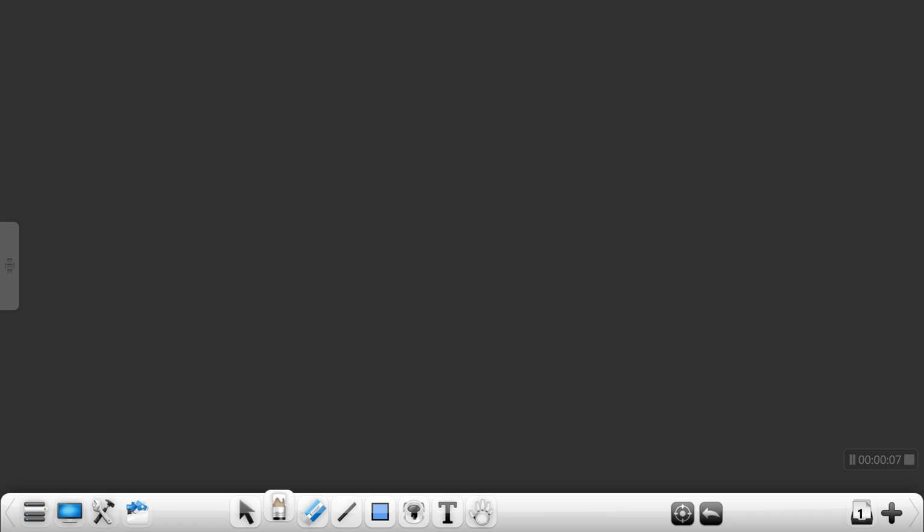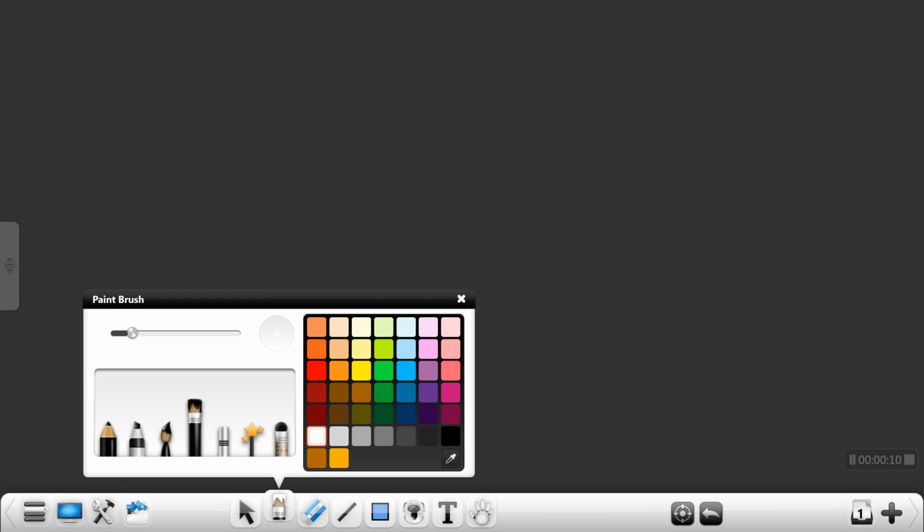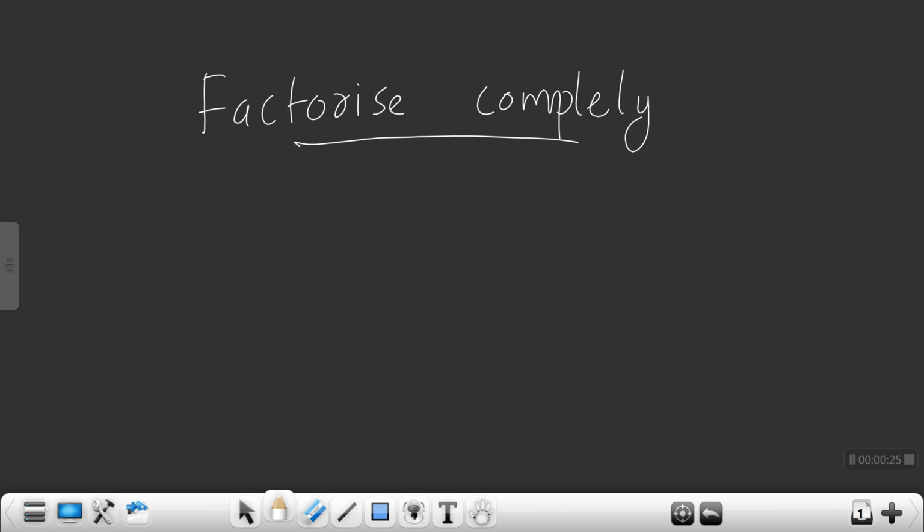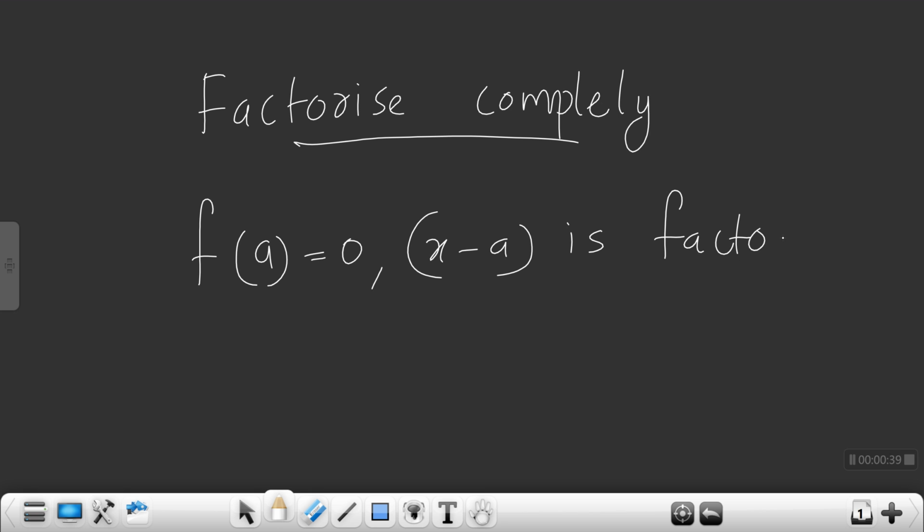Today we are going to learn how to factorize a polynomial completely using factor theorem. Factorize completely using factor theorem. We already studied the factor theorem. The theorem says that for a polynomial f of x, if f of a equal to 0, then x minus a is a factor. This is factor theorem. Using this theorem, we can factorize a polynomial completely.